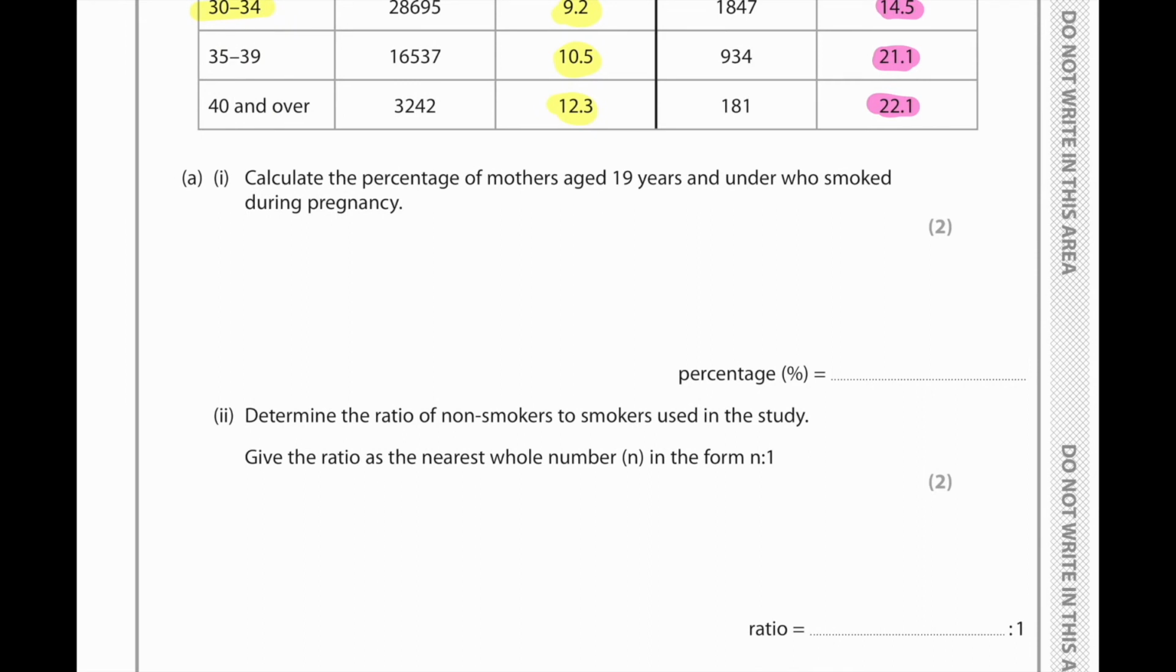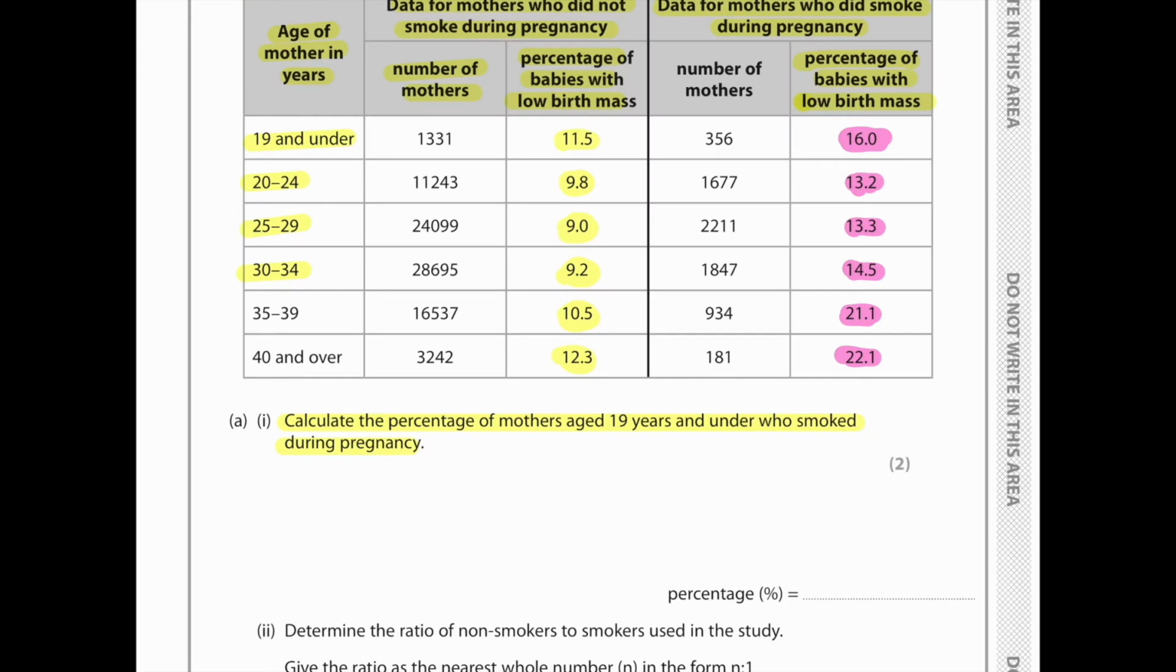Now the question says, part A, calculate the percentage of mothers aged 19 years and under who smoked during pregnancy. For 19 years and under, we have 1331 and 356. So we will have 356 at the top and divide it by the whole number, 1331 plus 356, and then multiply by 100%. This gives us 21.1%.